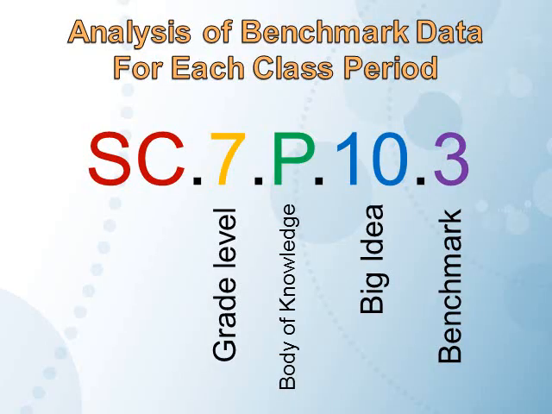Although before you stop the video to do that, let us first take a look at what those benchmarks mean. We'll take a look at a science example first and then a math example. So in trying to build your repertoire and your knowledge of benchmarks, the SC here is going to represent the subject, which is science. 7 is the grade level as you see, and then P is the body of knowledge. P within science is physical science.